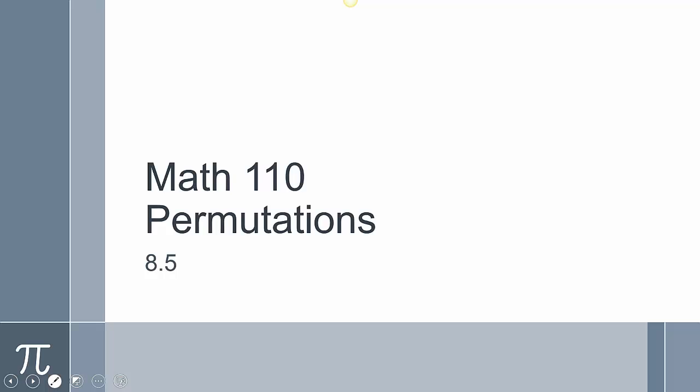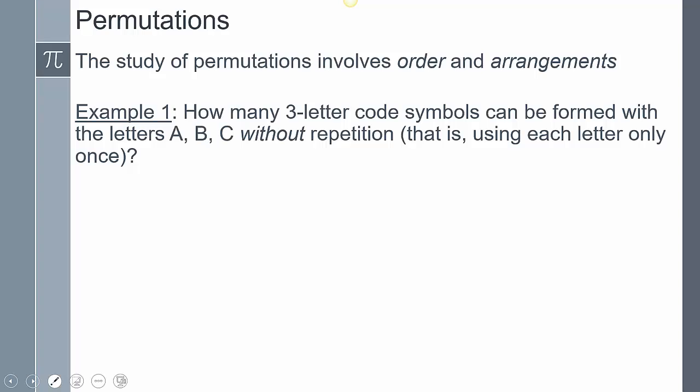Math 110, Permutations, Section 8.5. Now the study of permutations involves order and arrangements. So let's look at an example to demonstrate what that means. How many three-letter code symbols can be formed with the letters A, B, and C without repetition? That is, only using each letter once.